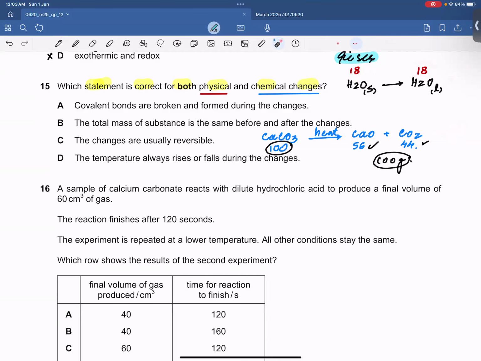Sorry. So before reaction it is 18, after reaction is 18, so mass remains the same. Before reaction is 100 and after reaction overall becomes 100. So before reaction and after reaction the mass is still the same, and therefore on the basis of that, B is going to be the right answer. That's a very, very interesting point.